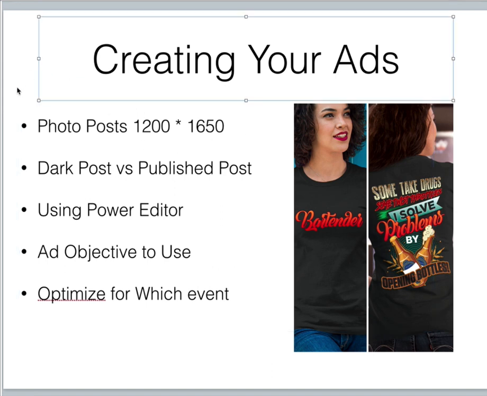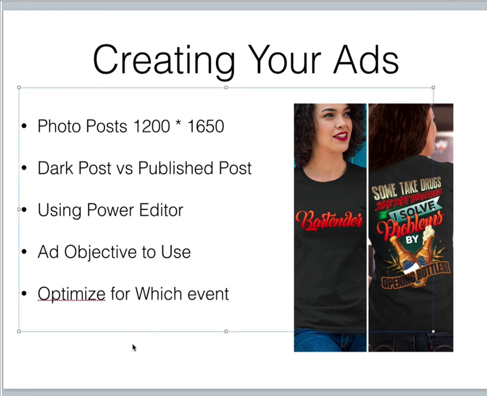So for creating the ads now, the thing that is working the best for us is photo post with 1200 by 1650 pixel. These are tall images, so it gives you more space on a person's desktop or mobile, and just more real estate for you, so it converts better. Facebook introduced this a few months back, and it's just performing very well for us currently. All right.